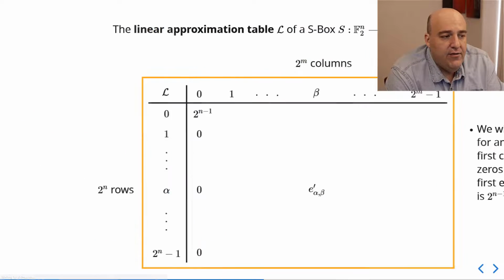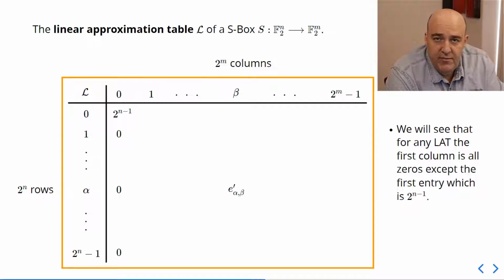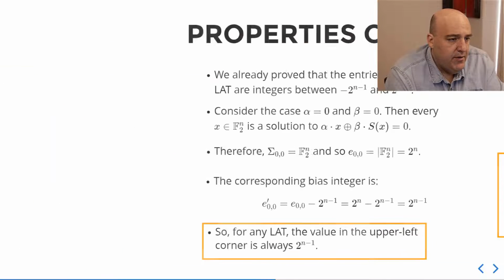For any LAT, the first column is always the same. It's always going to have a 2^(n−1) in the upper left corner and then zeros below for the first column. So I just filled those in already on this one. But the other numbers past the first column will be mysteries until we calculate them using our code that we'll write a little bit later. So that's how we define the LAT of an S-box.